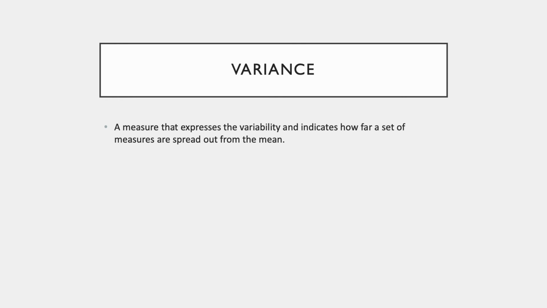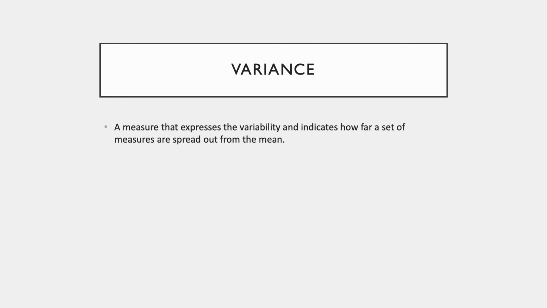When most people refer to variance, they mean different or inconsistent. When a researcher refers to variance, they mean a measure that expresses the variability and indicates how far a set of measures are spread out from the mean.